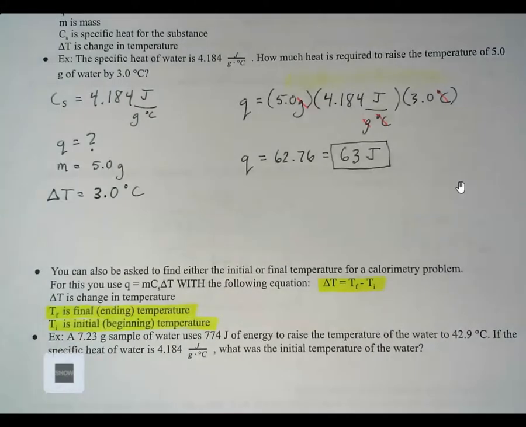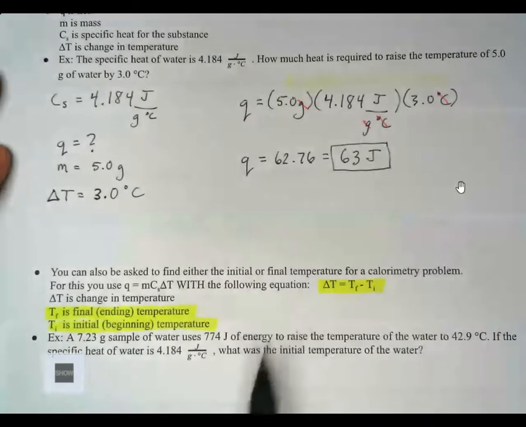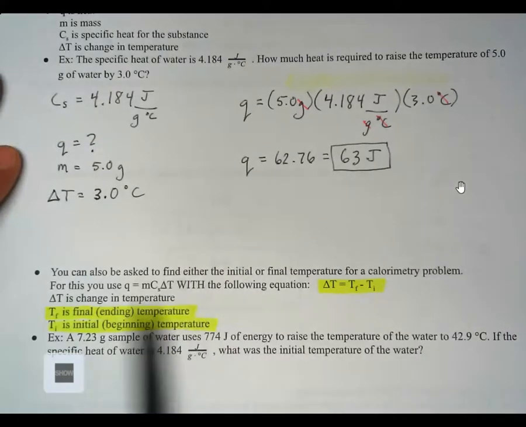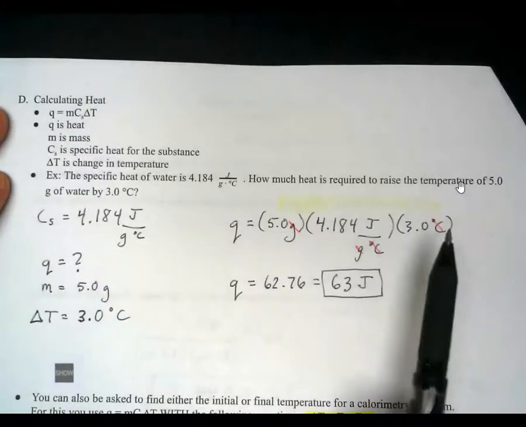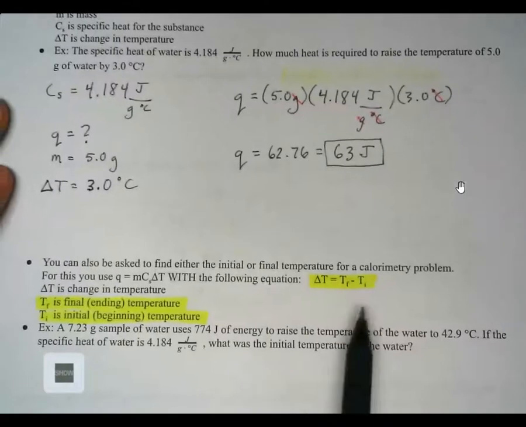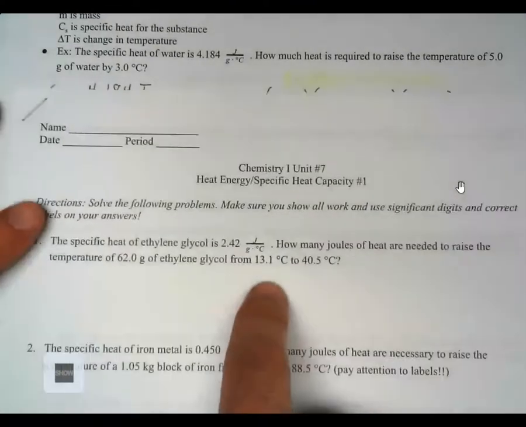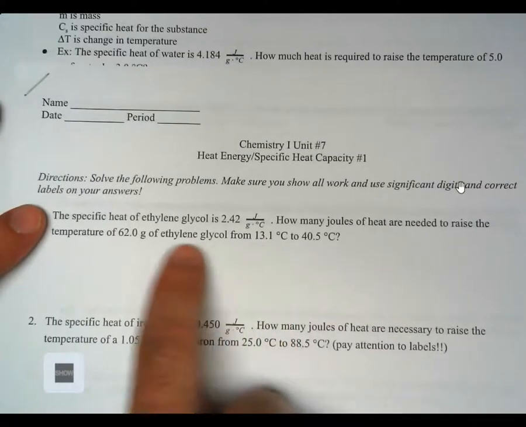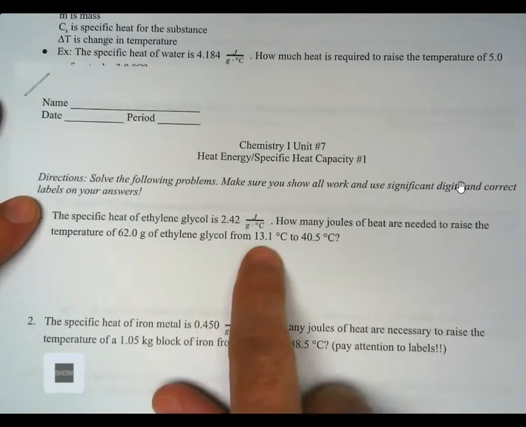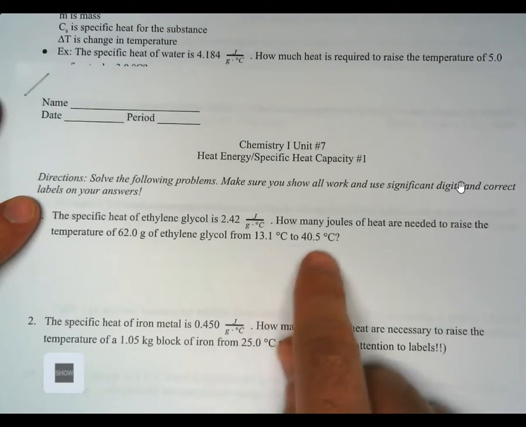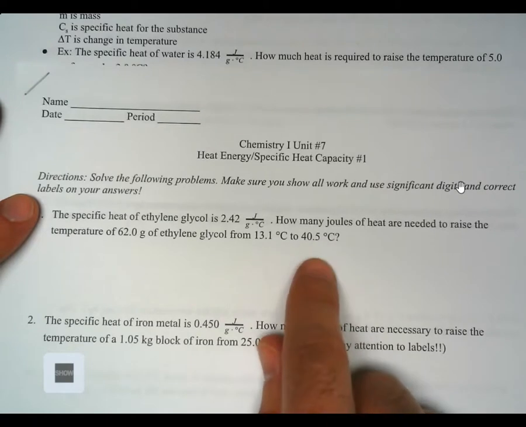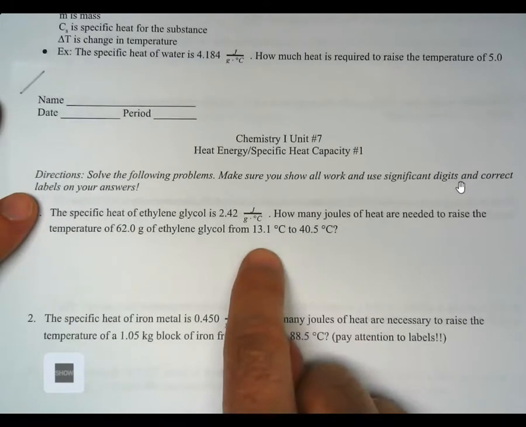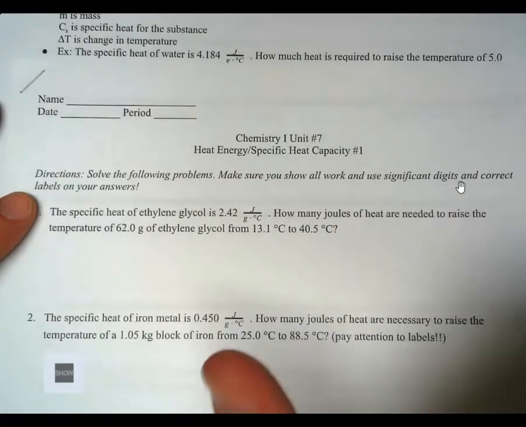Okay. Now, just so you guys know, there are some also where it's just a Q equals MCAT, but they give you an initial and a final, and you have to subtract to find it. So like, for example, on the homework, the first one you're going to do says to raise the temperature from 13.1 degrees Celsius to 40.5 degrees Celsius. So this is your initial temp, that's your final. To get your delta T, you would subtract final minus initial. Everybody good on that? Makes sense?